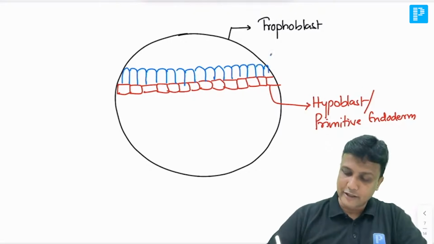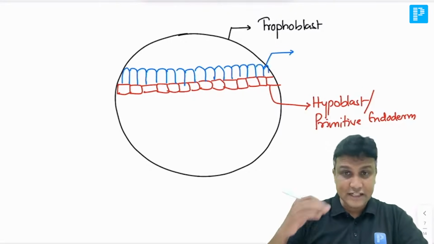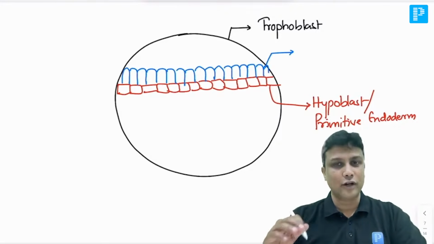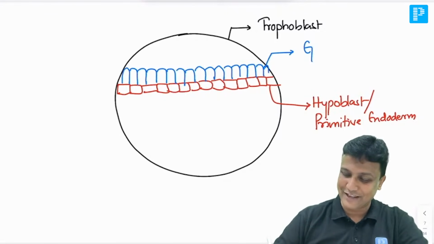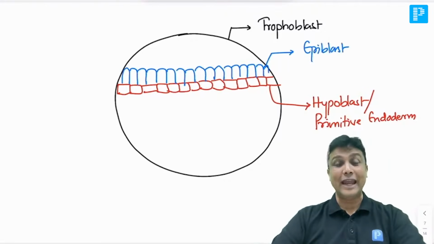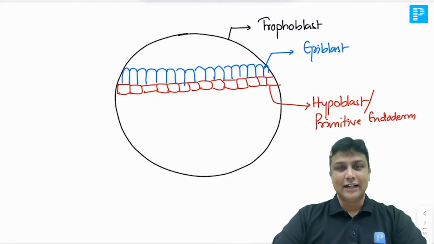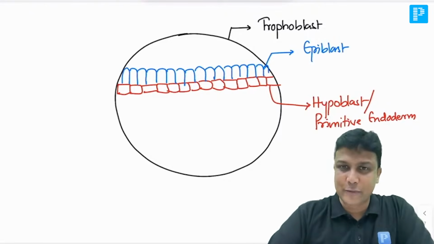And this layer, it is present above. तो अगर नीचे होगा तो उसको हम कहते हैं हाइपो, और अगर ऊपर होगा तो उसको हम कहते हैं एपी. And this one is going to become epiblast. Oh my God, it's so simple. Epiblast. Okay. Tall and columnar cells, that is going to become epiblast.